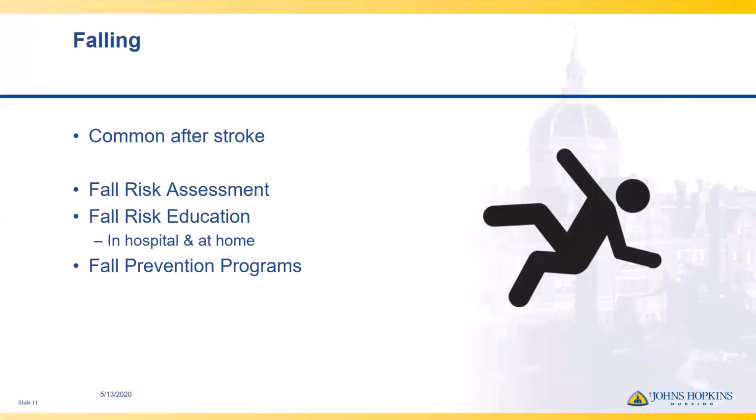Patients after a stroke are at increased risk of falling. It is actually really common after a stroke. About 14 to 65% of stroke survivors may fall in the hospital, and up to 73% fall within the first 6 months of discharge. So it is something that here in the hospital, we want to make sure we're doing a fall risk assessment, and we want to provide them fall risk education, both for in the hospital and at home. We also want to make sure that our units that are taking care of stroke patients have fall prevention programs in place so we can do our due diligence in preventing patients from falling.